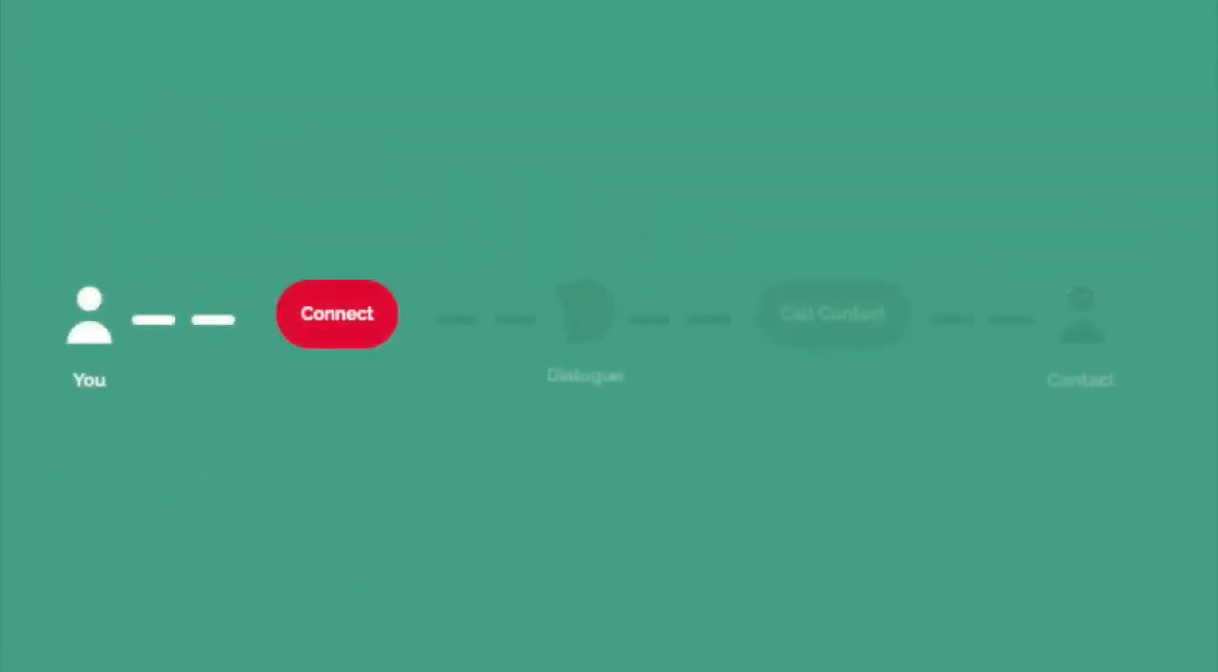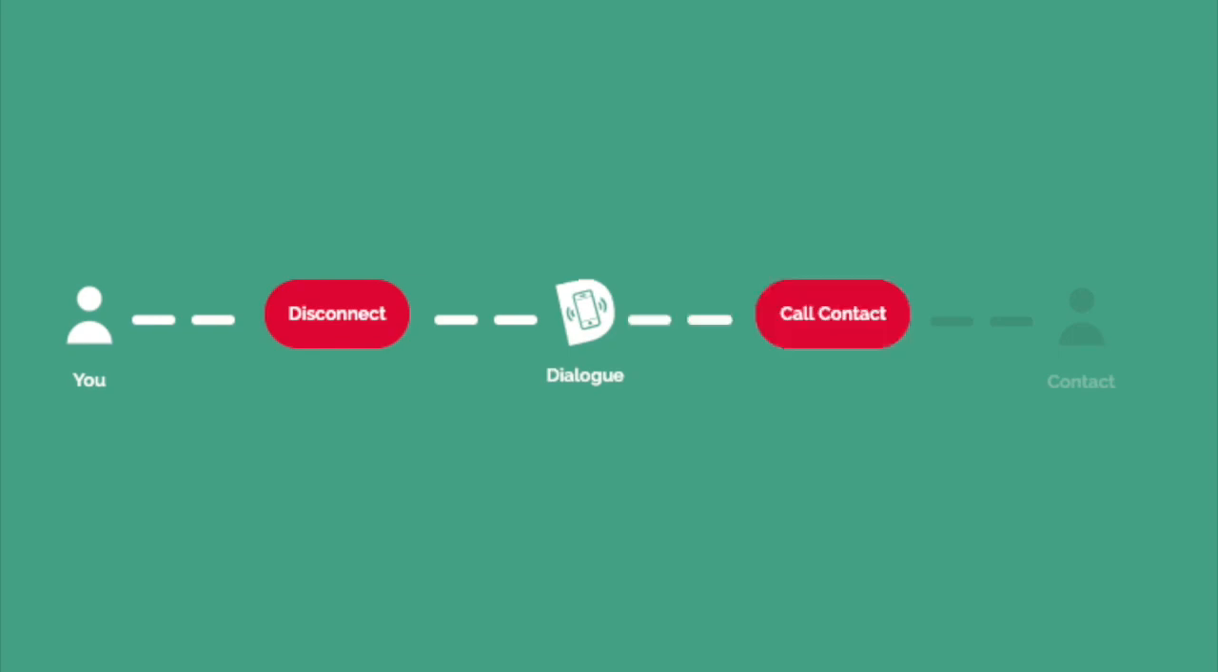This area of the screen shows the connection between you and Dialogue on the left, and between Dialogue and the contact you're calling on the right. To be connected to the system, click Connect. After a few seconds, your phone will ring. Answer the call. Dialogue handles all the calling after this point, so there's no need to hang up between speaking to each contact. Simply click Call Contact to ring the person you're trying to speak to. When you're finished making calls for this session, click Disconnect on the left or simply hang up.